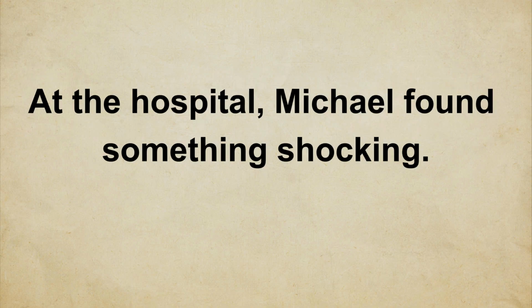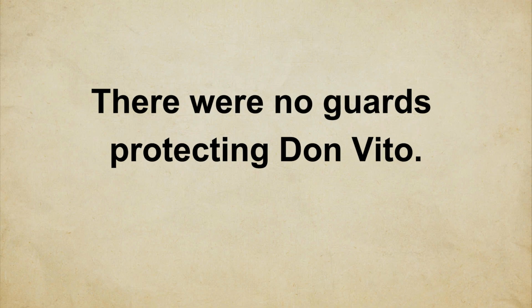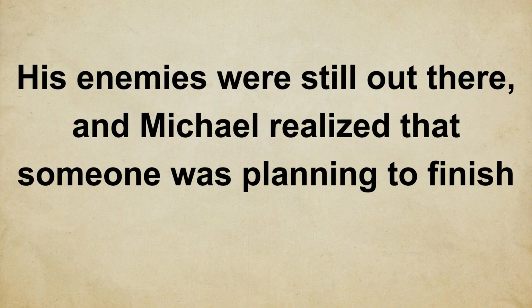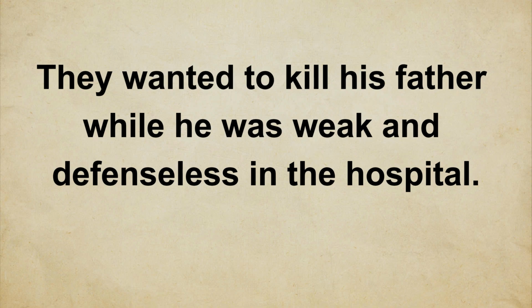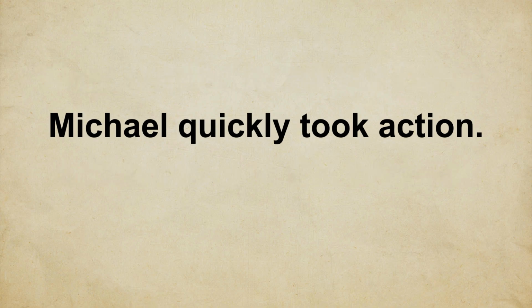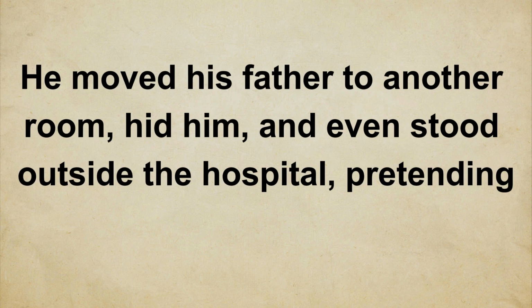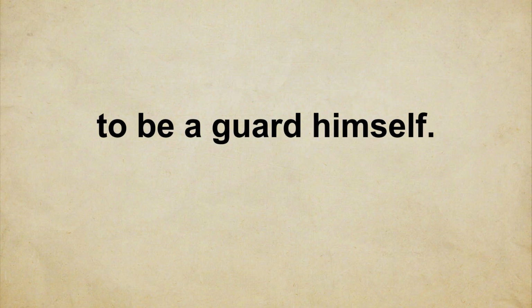At the hospital, Michael found something shocking. There were no guards protecting Don Vito. His enemies were still out there, and Michael realized that someone was planning to finish the job. They wanted to kill his father while he was weak and defenseless in the hospital. Michael quickly took action. He moved his father to another room, hid him, and even stood outside the hospital, pretending to be a guard himself.